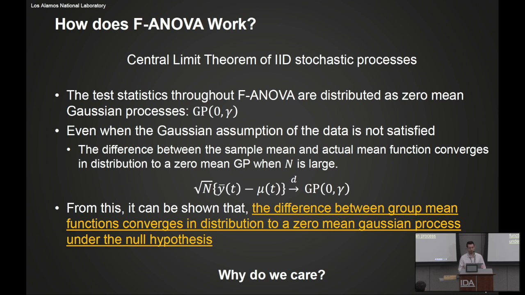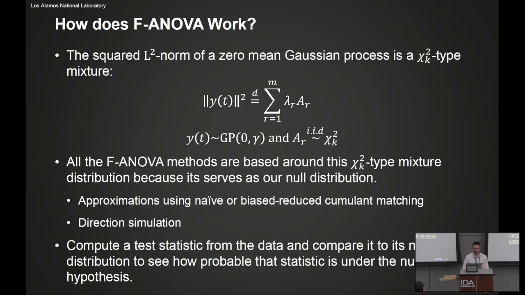There are phenomenal books on this that go deep into the derivations if you're interested, which I've listed here as well. So from this, it can be shown that the difference between group means functions converges in distribution to a zero mean Gaussian process under the null hypothesis. So ultimately, it may converge to a zero mean Gaussian process, but why do we care? Why is this useful for us?